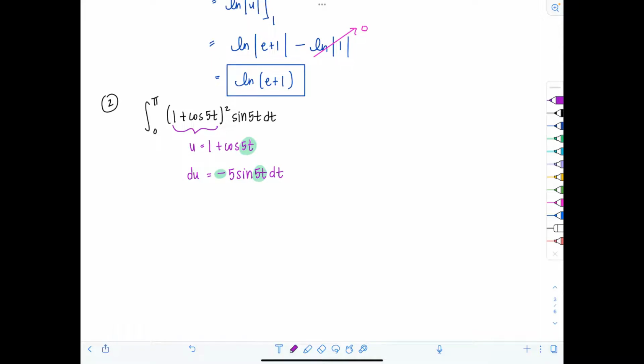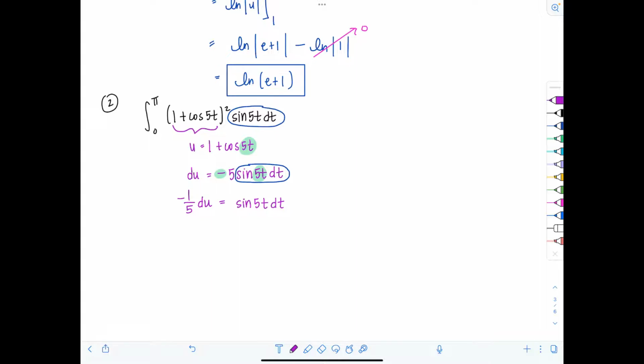Now let's see here. I'll draw my kidney bean. We've got sine of 5t dt. This time it was just an oval, a little ellipse. Okay, here's sine of 5t dt. I want them to be matchy-matchy, so divide by -5. Negative 1/5 du is sine of 5t dt. Okay, looks good. One more thing we need to do is change our limits of integration.